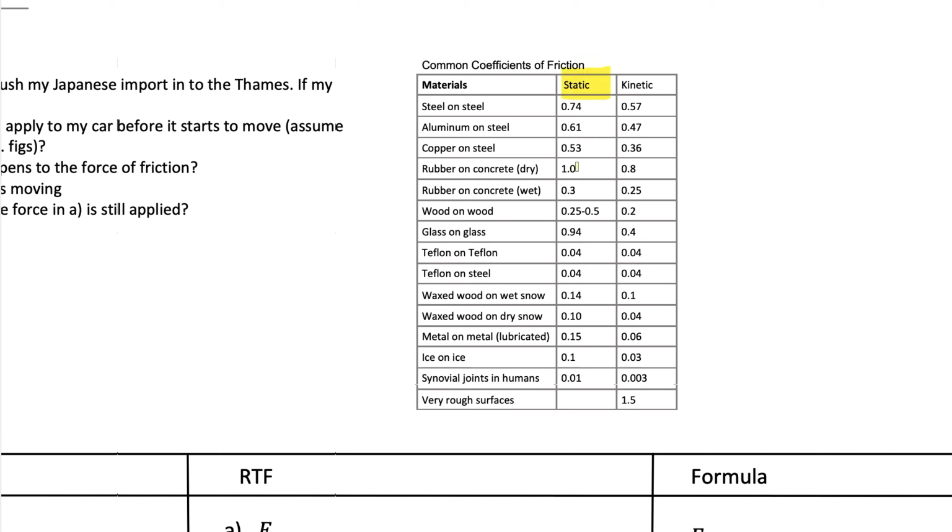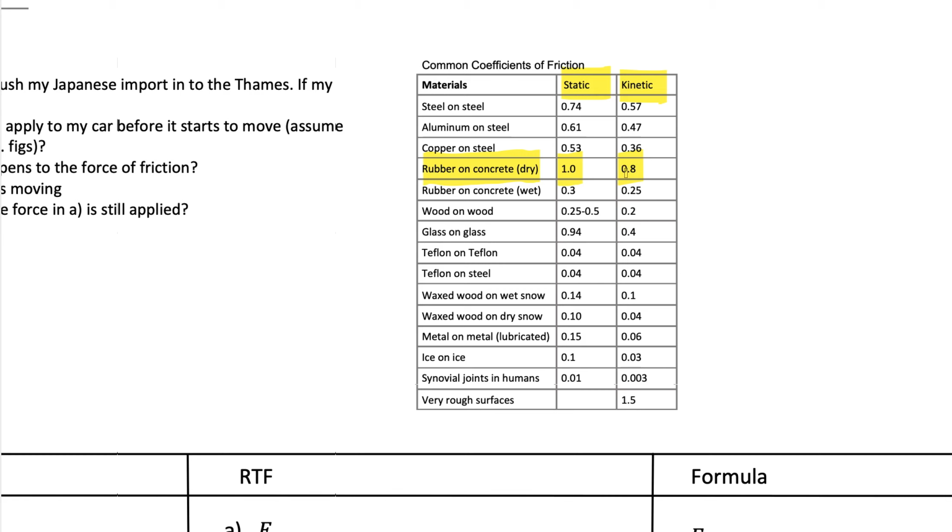The not sliding will be associated with the static coefficient of friction. And in this case, since we're assuming dry concrete and rubber, we have a static coefficient of 1 and the kinetic coefficient would be 0.8. And again, to interpret this, a static coefficient of 1 would mean that the force of friction would be equivalent to 100% of the normal force. And the kinetic friction would be only 80%.